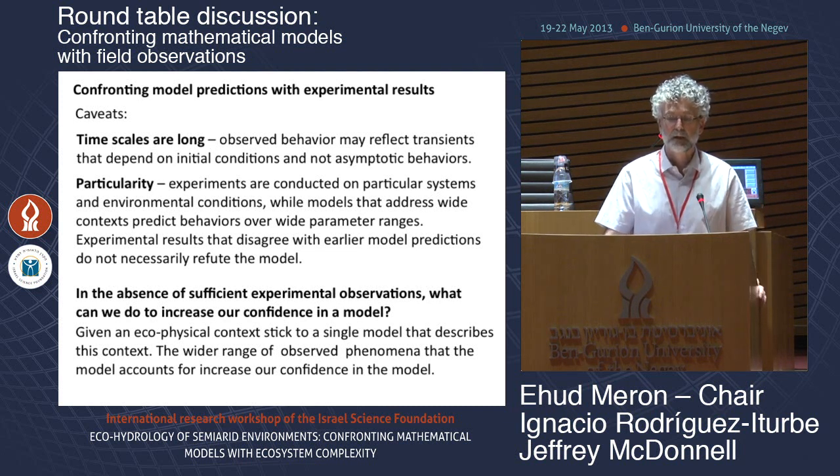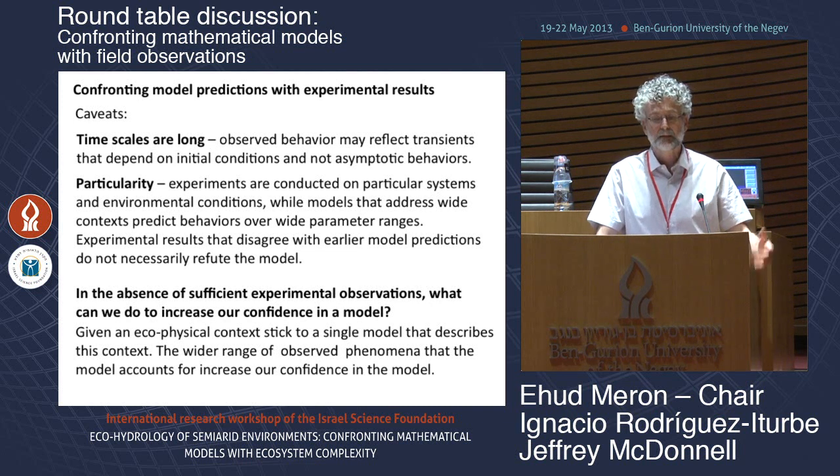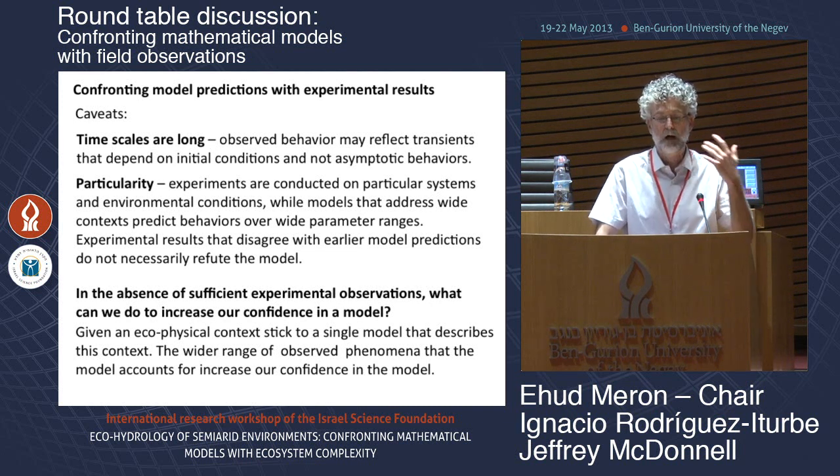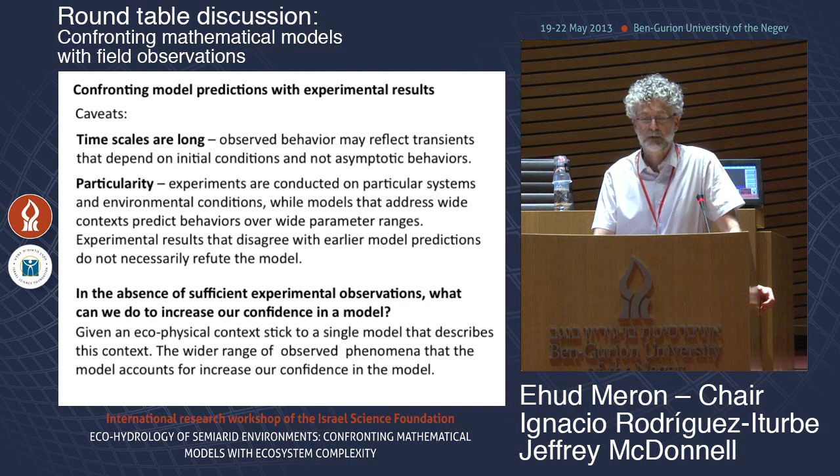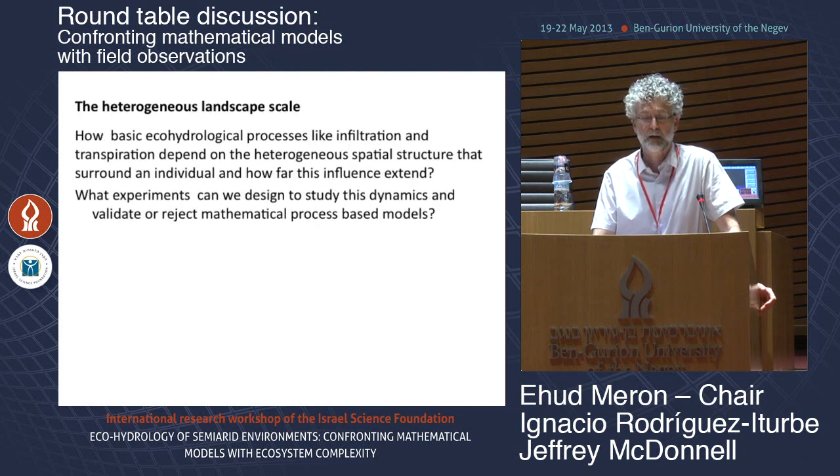And the last point is heterogeneous landscape scale: how basic eco-hydrological processes like infiltration and transpiration depend on the heterogeneous spatial structure that surrounds an individual, and how far this influence extends. What experiments can we design to study these dynamics and validate or reject mathematical process-based models?